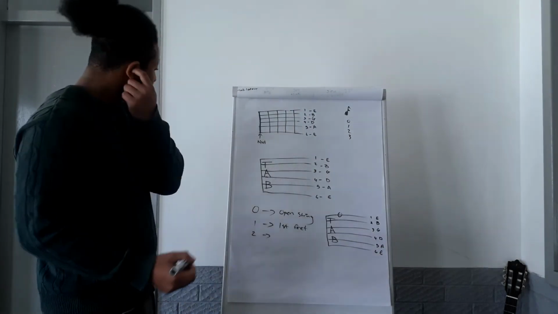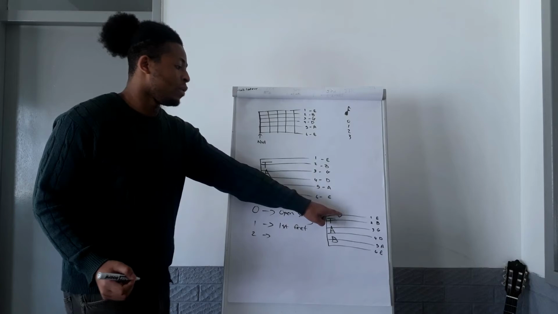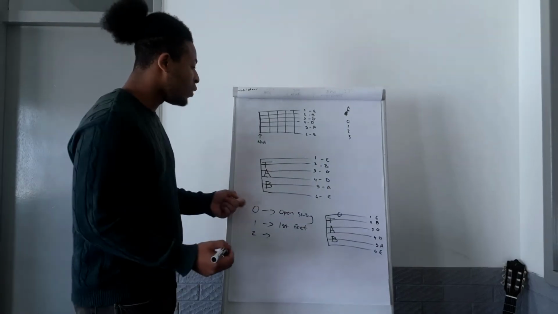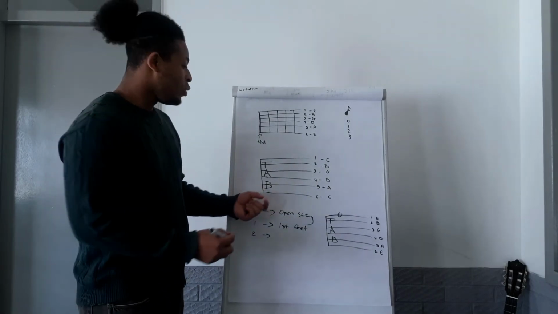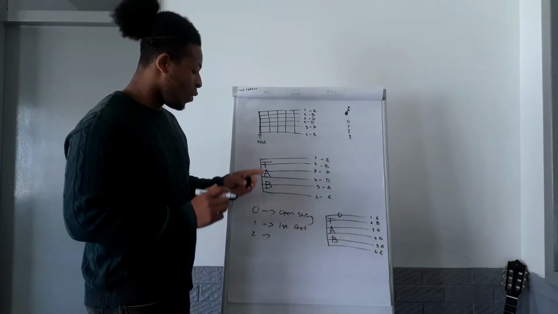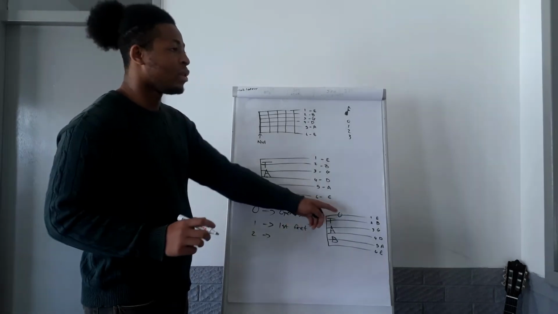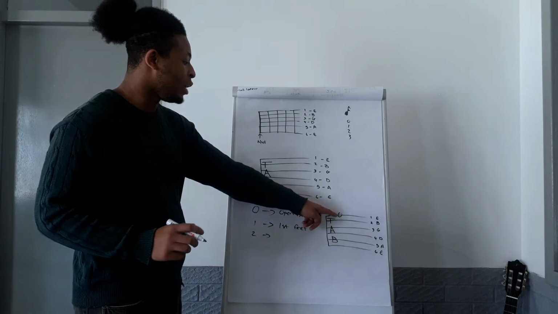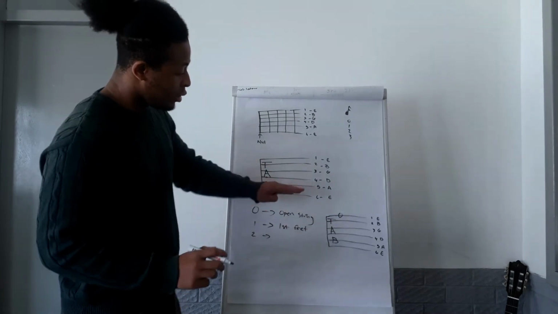Right? So, when you see a 0 on your first string, it means basically you're playing your first string as an open string. There's no finger on this fret, on that fret, or whatever fret. You basically play it as an open string. That is what it means when you see this on your first string.